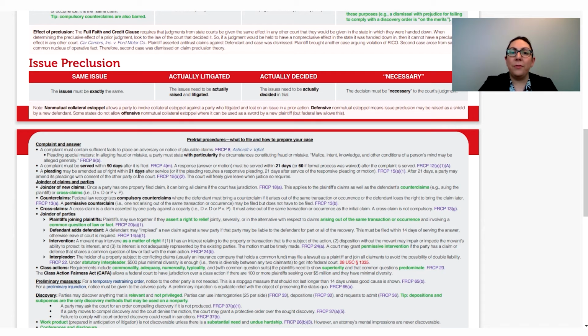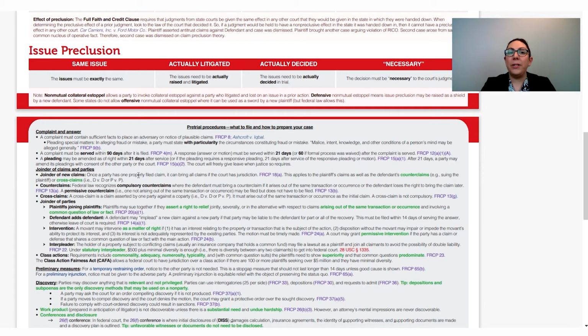So the first set of rules we have here are the pretrial procedures, and these dictate how, what, and when to file your lawsuit. Jurisdiction tells us where to file, so we already know where we're allowed to file based on that discussion. Here, this is the how. What are we putting together? How are we going to file it? Things like that.